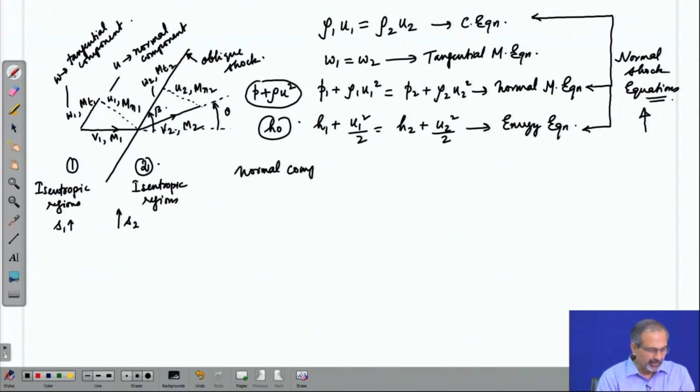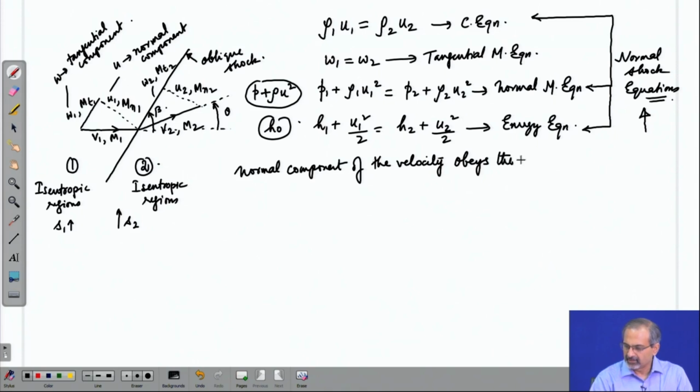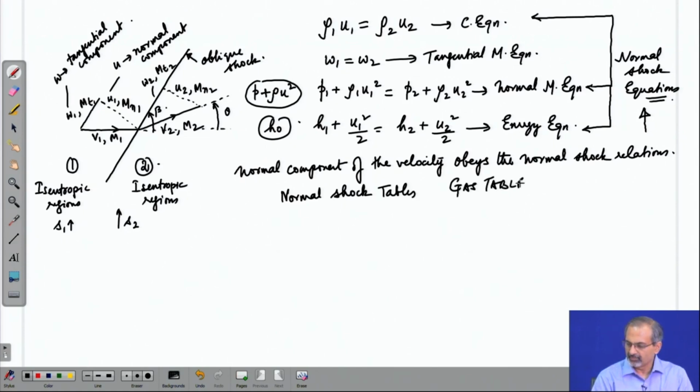So, the normal component of the velocity obeys the normal shock relations. This is a huge convenience because we have normal shock tables, broadly under the gas tables. You have a portion dedicated to normal shock tables.